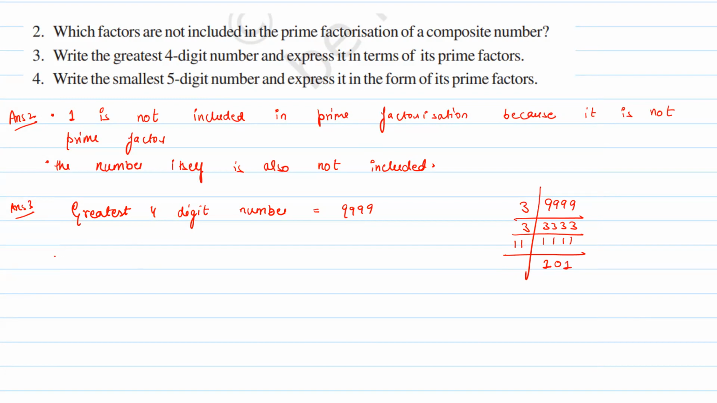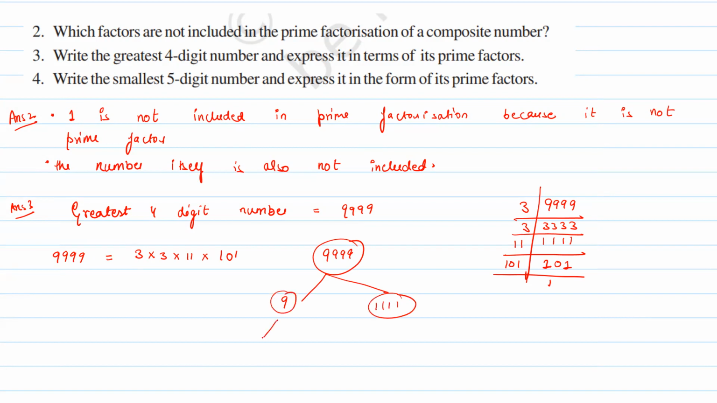So the prime factors of 9999 are 3 into 3 into 11 into 101. Or you can do it by the factor tree method, in which you write 9999 and then divide it into different parts like 9 and 1111. Then again divide it into 3 and 3, and then 11 and 101. Any of the methods will be fine.